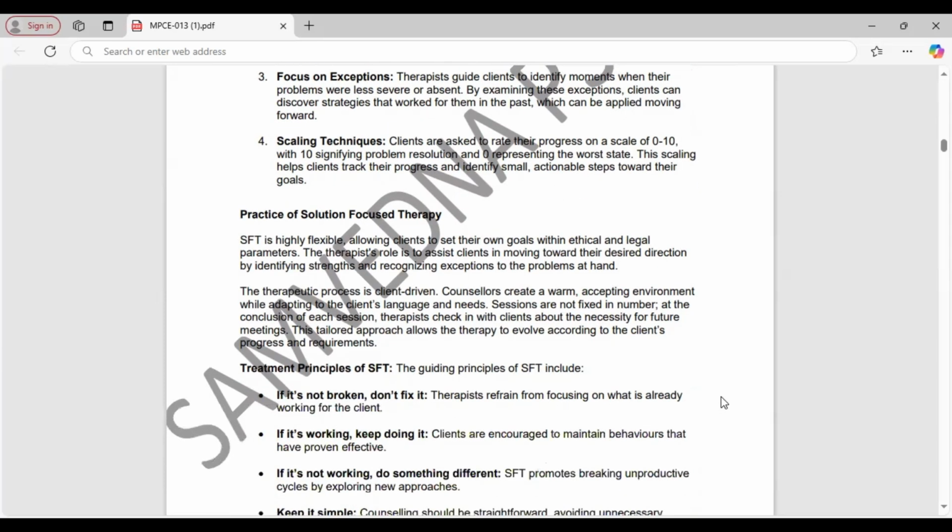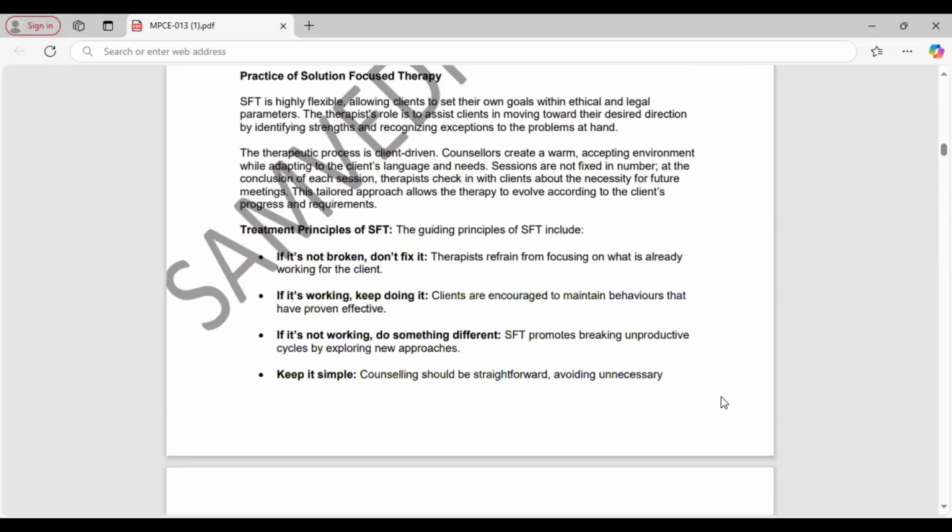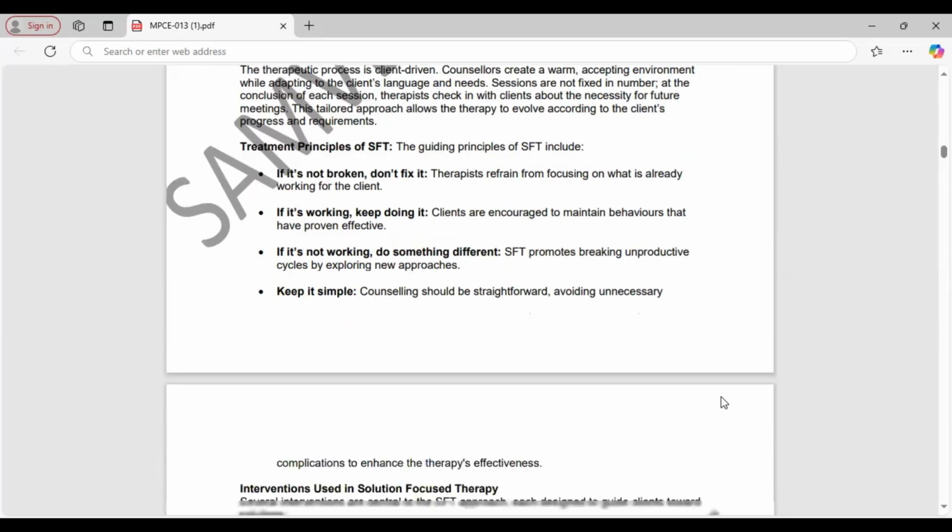Treatment principles of SFT. If it's not broken, don't fix it. That is, focus is on what works. If it's working, keep doing it, which means to maintain effective strategies. If it's not working, do something different. That is, try new approaches. And keep it simple. Therapy should remain uncomplicated to maximize effectiveness.